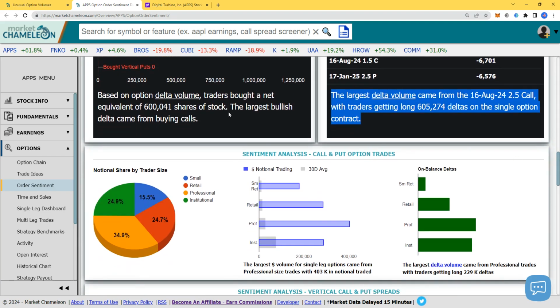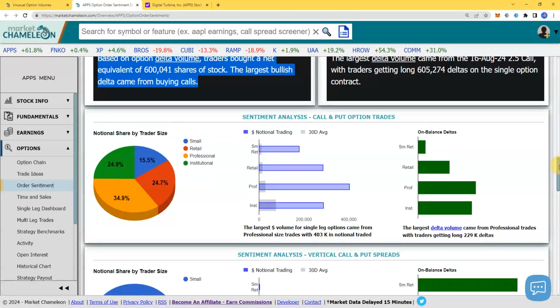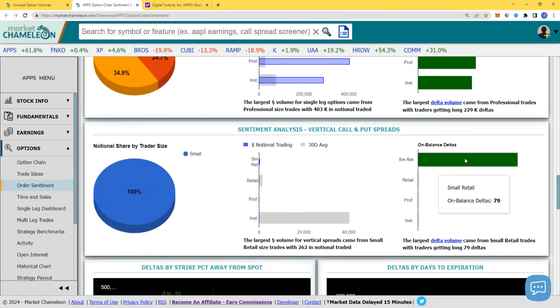Let's see, the net equivalent of 600,000 shares of stock. The largest bullish delta buying came from buying calls. Interesting. So people bought calls, and you see here small retail. That's probably me. I went here. 50 bucks is in here. 30,000. Regular retail 126, but it's all green. Professional 229, and large institutions. So someone is betting on green. That's all it is. It's all green.